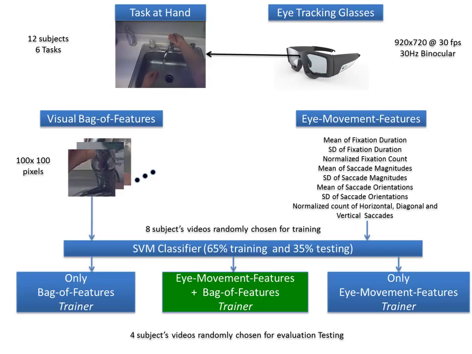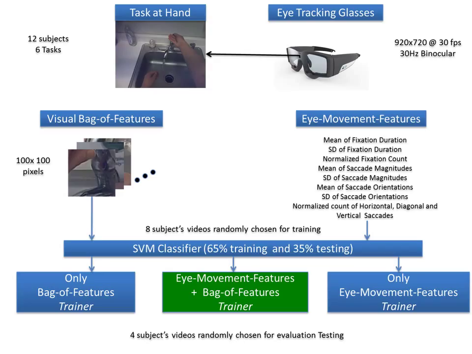The first pass goes through the videos of the task at hand, extracting 100 by 100 pixel patches from the fixation points of our participants. The second pass goes through and extracts a feature vector that is representative of the participant's eye movements. For instance, the mean duration of fixations and the mean of saccade magnitudes.